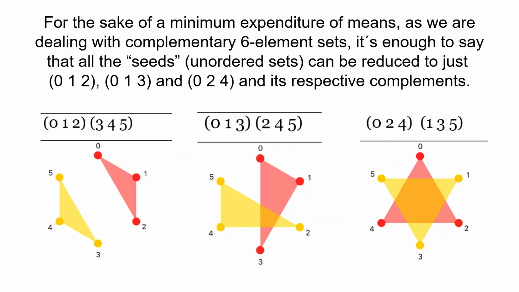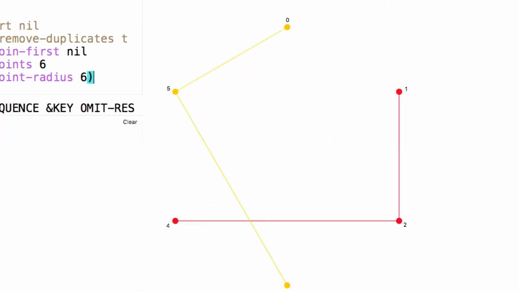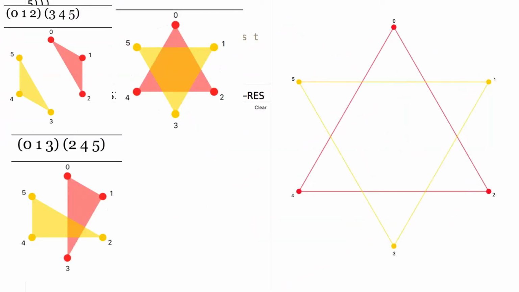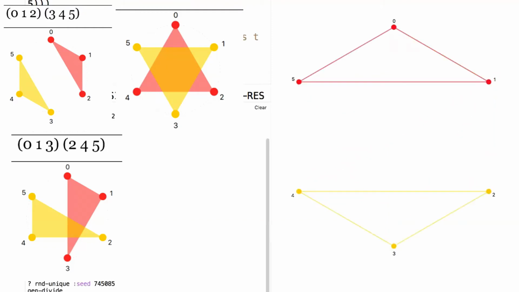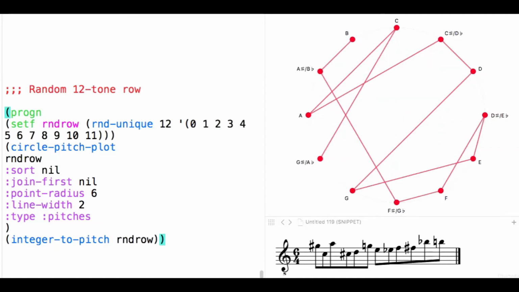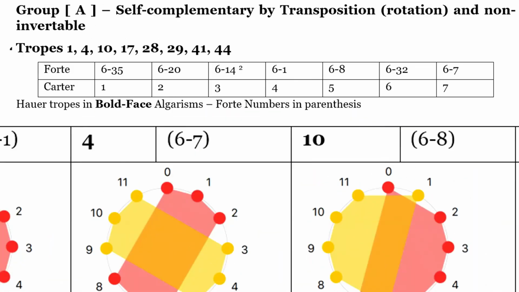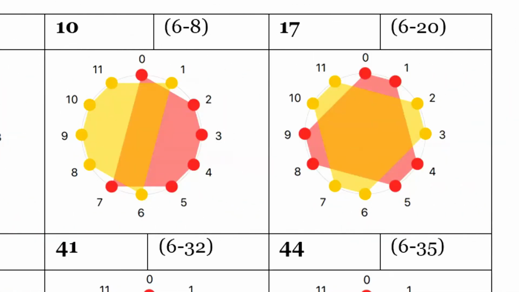For the sake of a minimal expenditure of means, as we are dealing with complementary 6-element sets, it's enough to say that all the seeds, unordered sets, can be reduced to just 012, 013, and 024 and their respective complements. We can also say that all the 720 permutations of 6 elements are based on only 3 seeds. The same happens in the universe of 12 tones. Almost 500 million permutations are related to only 44 tropes, or seeds.